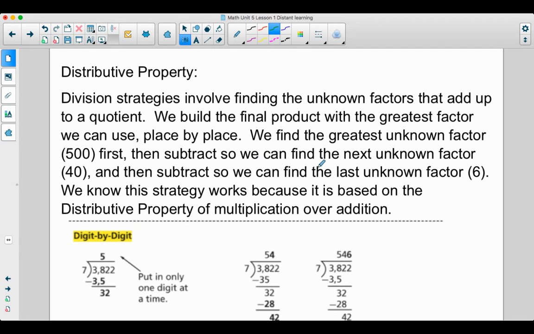Then subtract so we can find the next unknown factor, 40, and then subtract so we can find the last unknown factor, 6. We know the strategy works because it is based on the distributive property of multiplication and addition.